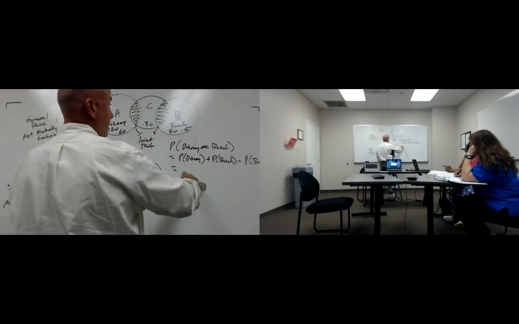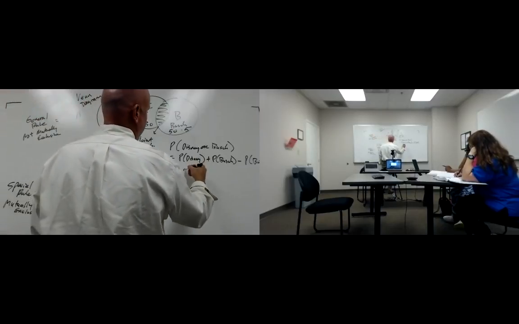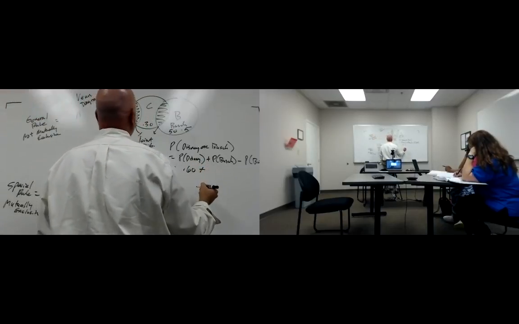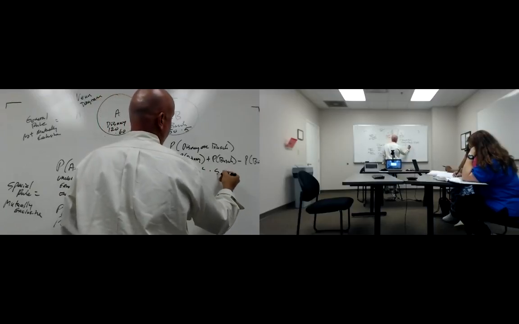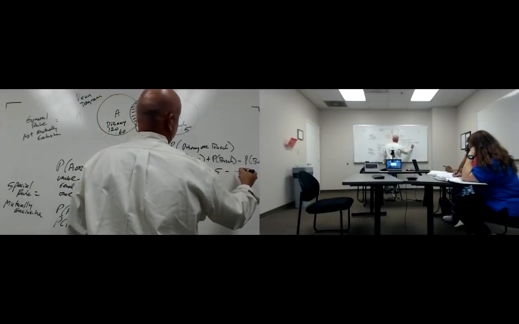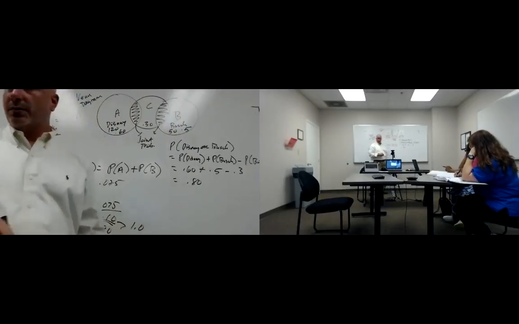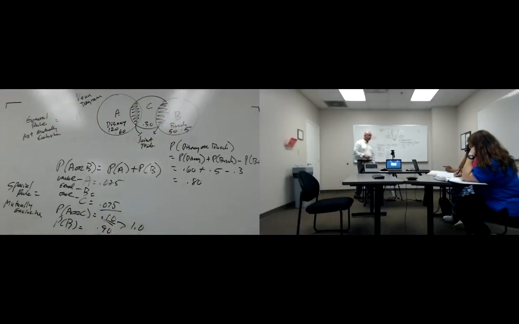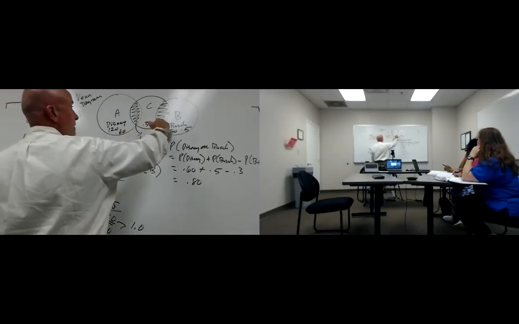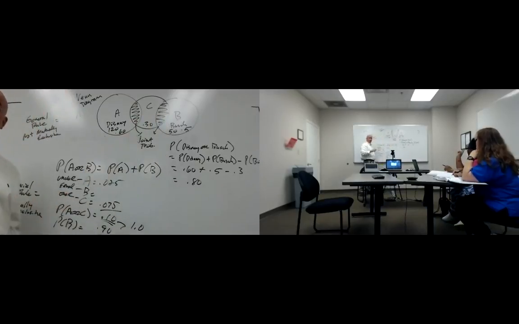So the probability of Disney was what? 0.6. Plus the probability of Busch, 0.5. Minus 0.3. Equals 0.8. So what we are doing is subtracting out the joint probability, the people who went to both.